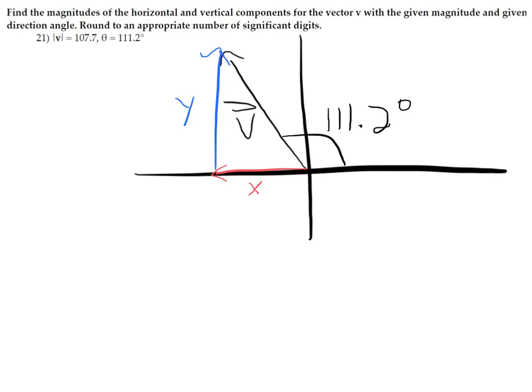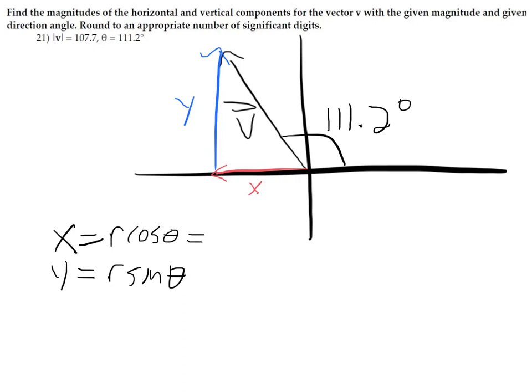Now, we know from formulas x equals r cosine theta and y equals r sine theta, where r represents the length. You first see this in polar coordinates where r is the magnitude, and theta is the direction. That's exactly what we have. This is called the absolute value of v, the magnitude, but this 107.7 is r. So we can just plug these straight into the formula and get the x and y components.